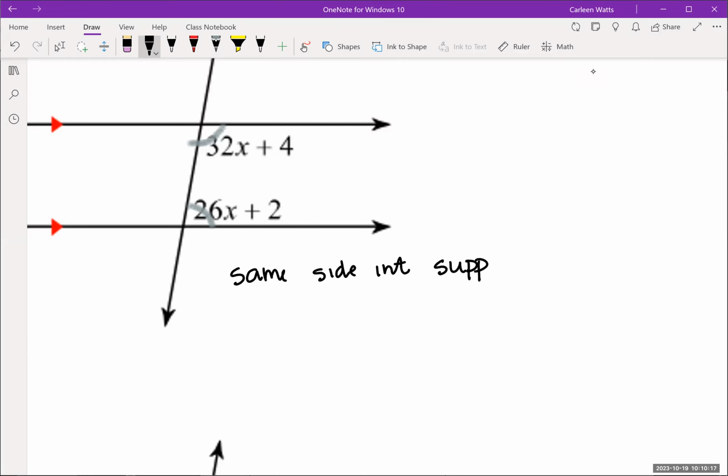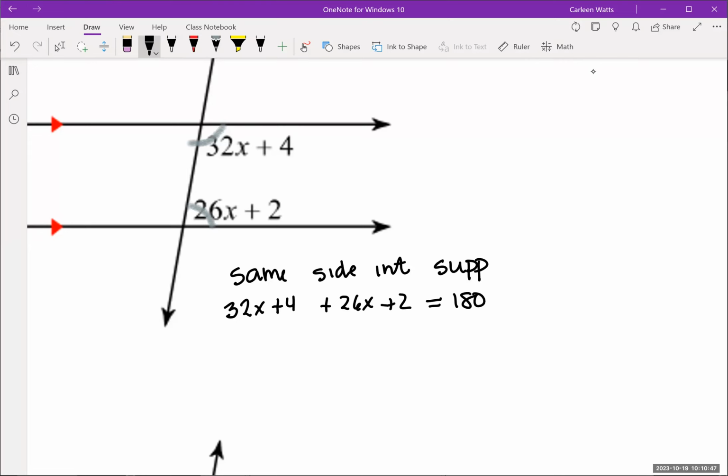But we say same side interior angles are supplementary. So supplementary means you add them together. 32x plus 4 plus 26x plus 2, their sum is 180. And we will do a linear pair one because the linear pair is also going to be supplementary.